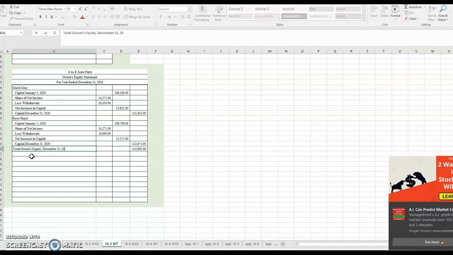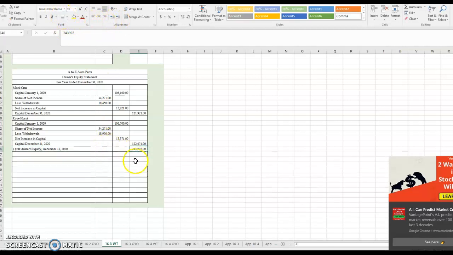So if somebody came in to buy their business and they wanted to know what their net worth was, that's what they would tell them or show them. So we go to double underline under there. We have a lot of underlines we would need in here to rule the journal, but that's our total right there. That's the total owner's equity for A to Z Auto Parts.